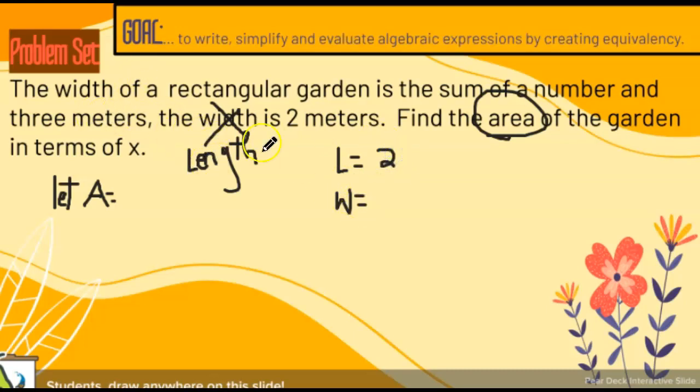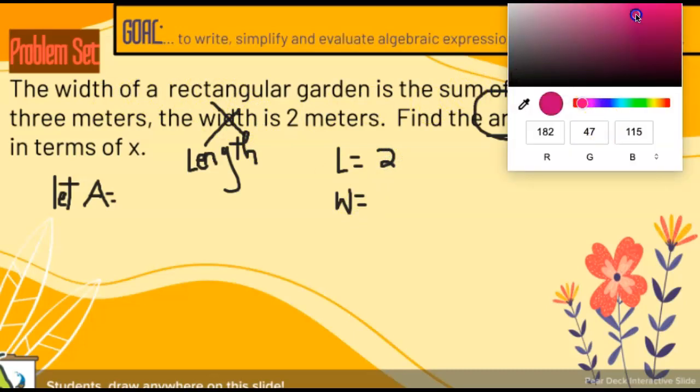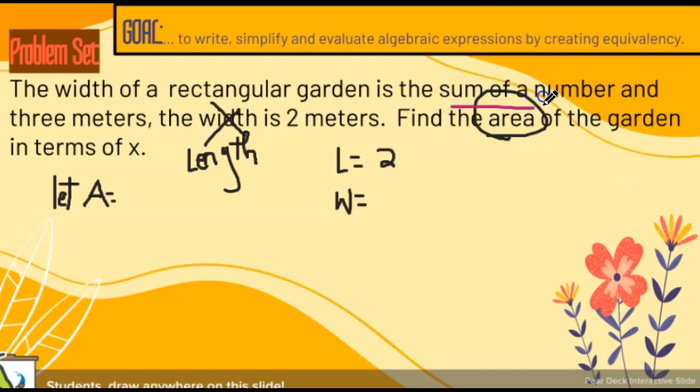It says the length is 2. I write it down. The width of a rectangular garden is the sum of a number and 3 meters. Sum of a number, so maybe I use x here. So length is 2 and the width is x plus 3. And we know that the area is length times width. Correct. So now we're gonna do length, which is 2, times the width, which is x plus 3.